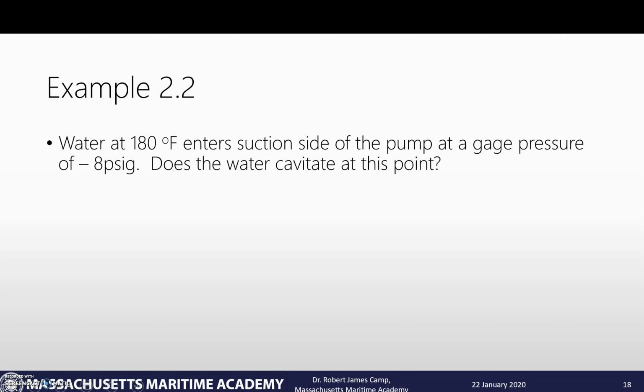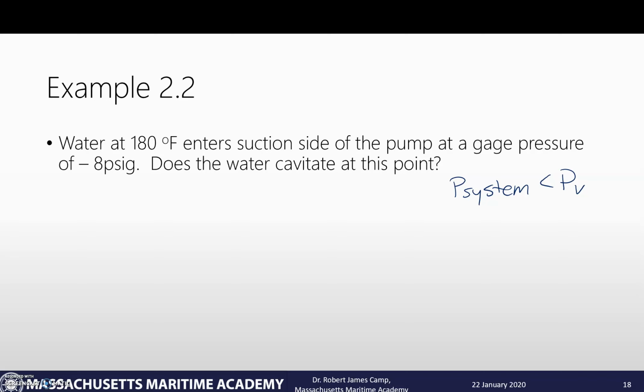Water at 180 degrees Fahrenheit enters the suction side of a pump at a gauge pressure of -8 psi gauge. Does the water cavitate at this point? So, to calculate this, we've got to keep in mind, how do we know when a system cavitates? Well, a system will cavitate when the pressure of the system is less than the vapor pressure.